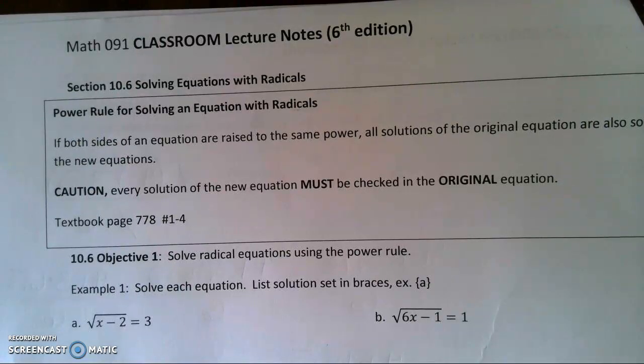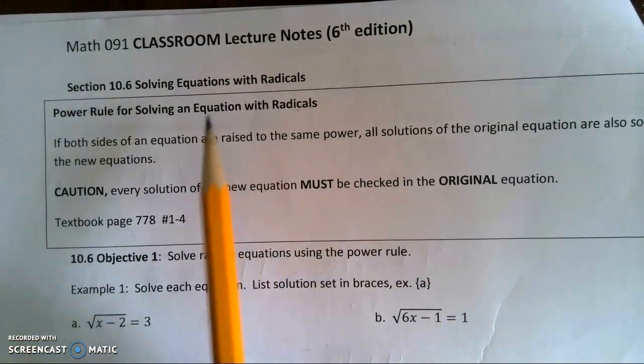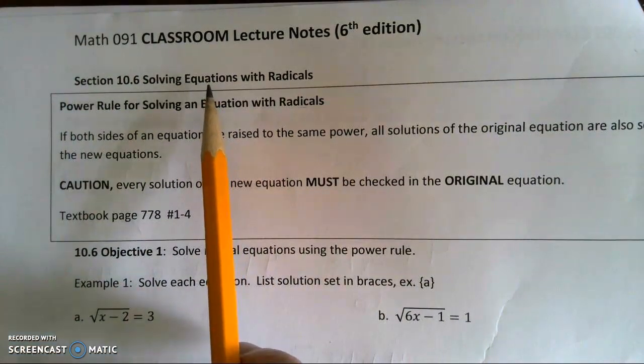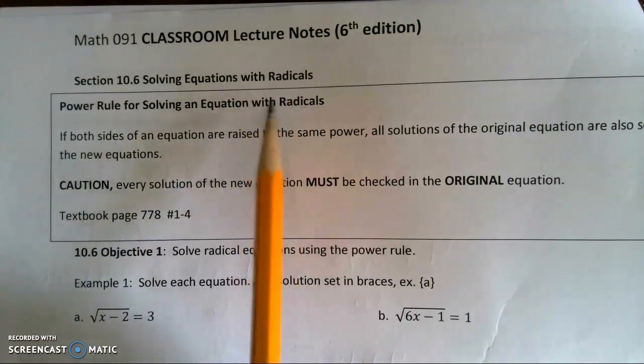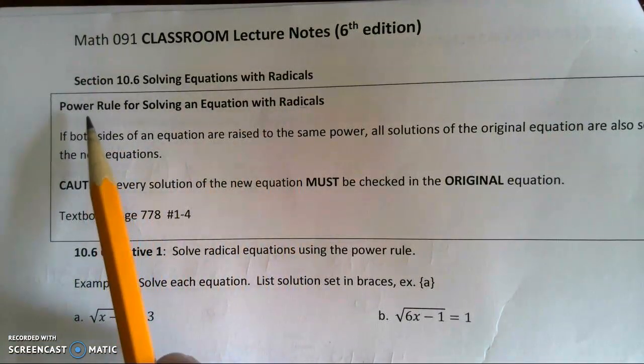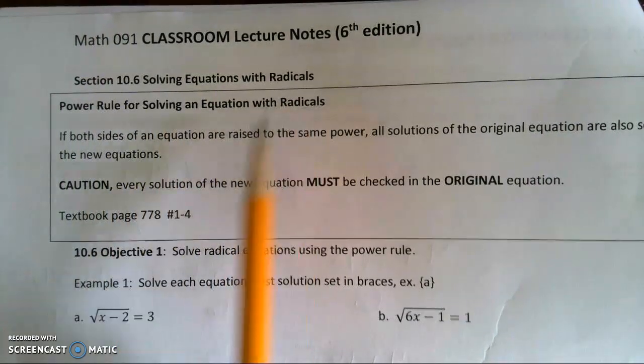Hi, this is section 10.6, solving equations with radicals. Equations means we have an equal sign in them, and radicals means one side or both sides have radical signs. To solve radical equations, we use a power rule.